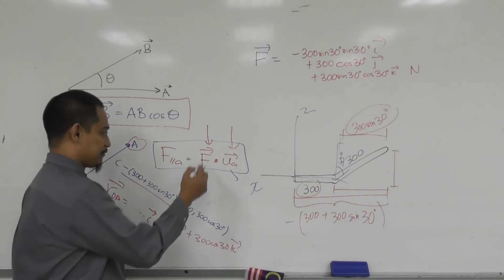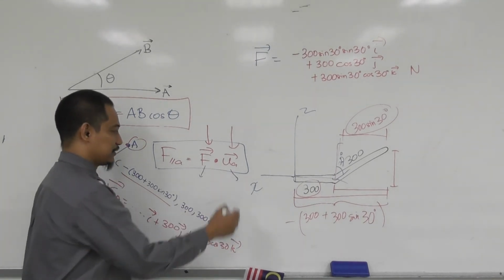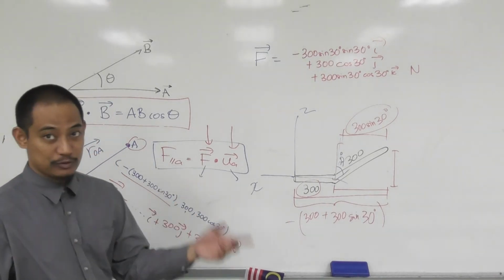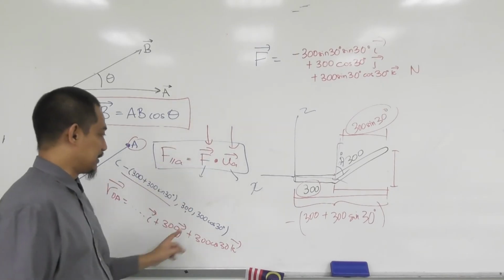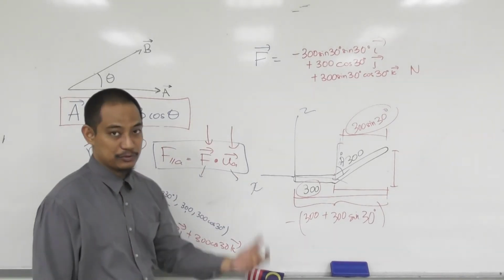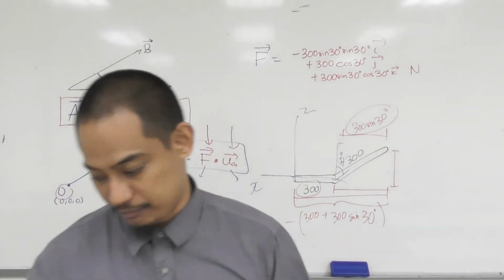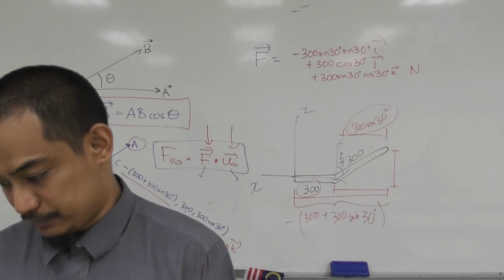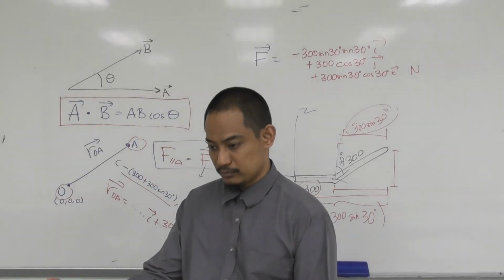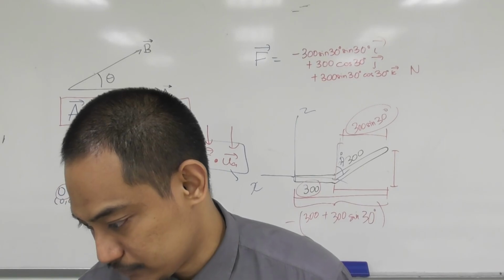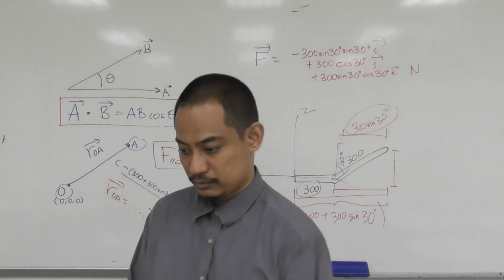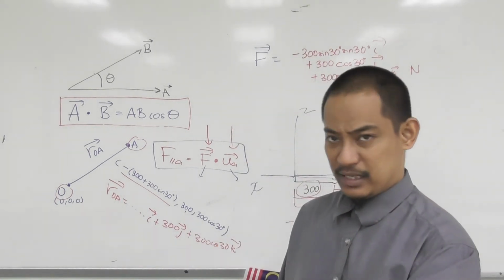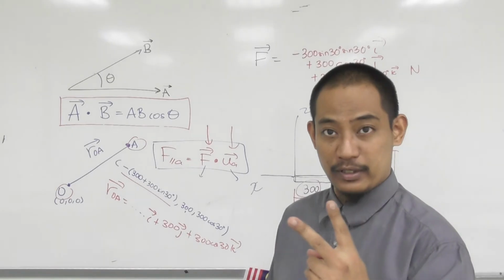Right now, you already have the force vector, and you already have the unit vector of the axis of the line. You can dot, you know how to dot. So I with I, J with J, K with K, you get a magnitude value. That will be your final answer. And if you see the slide, where is the final answer? F U is 242 Newton, right?